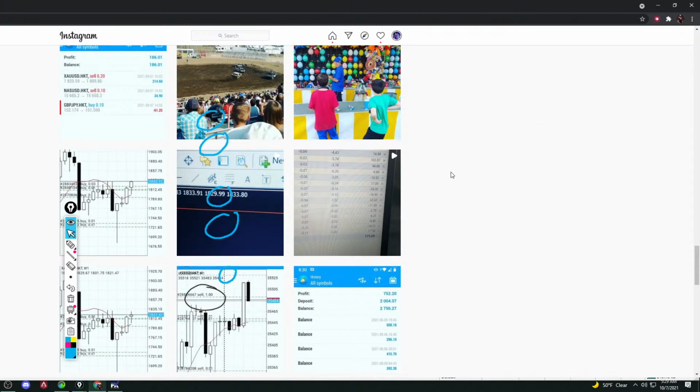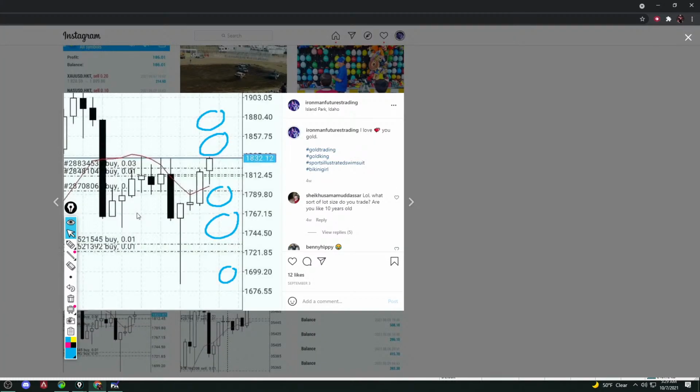There's 100 pip moves on gold right there. There's 100 pip moves on gold from 1721. It's up at 1832. There's 100 point moves on gold right there. You wanted me to show you guys? There they are, right there. There's 100 pip moves. What does that look like right there? That looks like a 1,000 point move, doesn't it?